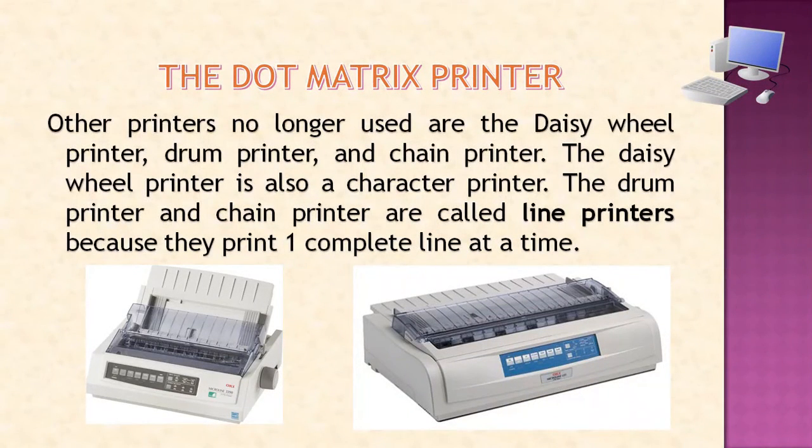Other printers no longer used are the daisy wheel printer, drum printer, and chain printer. The daisy wheel printer is also a character printer. The drum printer and chain printer are called line printers because they print one complete line at a time. So these printers have low speed.